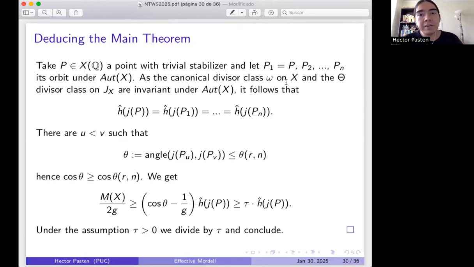The canonical divisor class is stable under automorphisms, and the theta divisor is also stable under automorphisms. And therefore, we get that the height of these points are the same. All of them have the same height inside the Jacobian. Now, there are 2 points that minimize the angle.